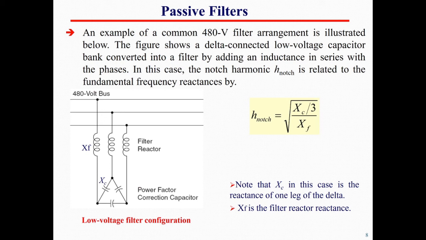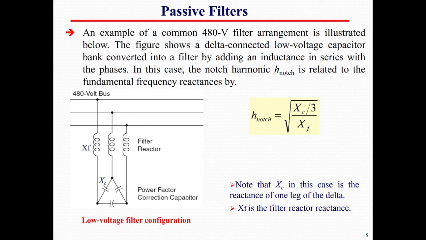Another example of a common 480 volt filter arrangement is shown over here. The figure shows a delta connected capacitor bank. So those capacitor banks are connected in delta, and then they can be converted to a filter by adding a reactor, right? So if we add inductance in series with those, then that will convert the capacitor bank to a filter.